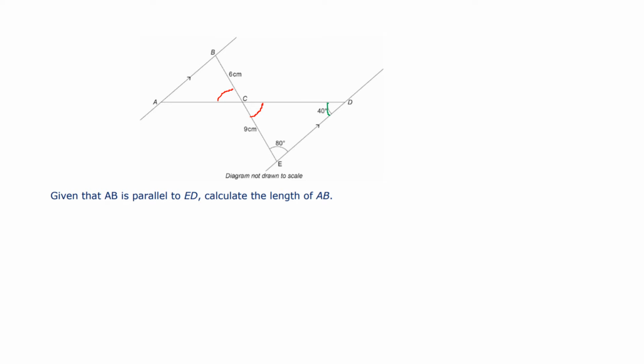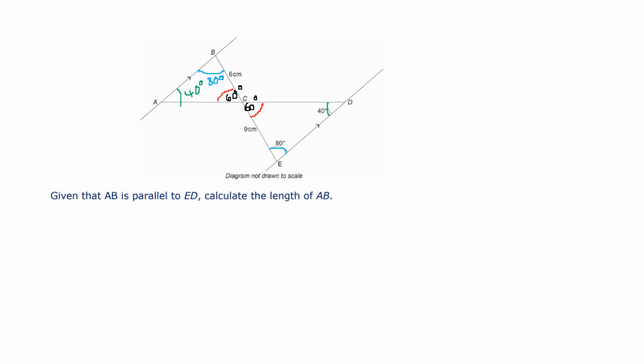And then CDE is 40 degrees, and here we have alternate angles in parallel lines. So BAC is also going to be 40 degrees. And we have this again with angle ABC will be 80 degrees because it is vertically opposite to angle DEC. We can also do a quick bit of maths and figure this out. So we've got 40 add 80 is 120. So both of these angles are going to be 60 degrees.